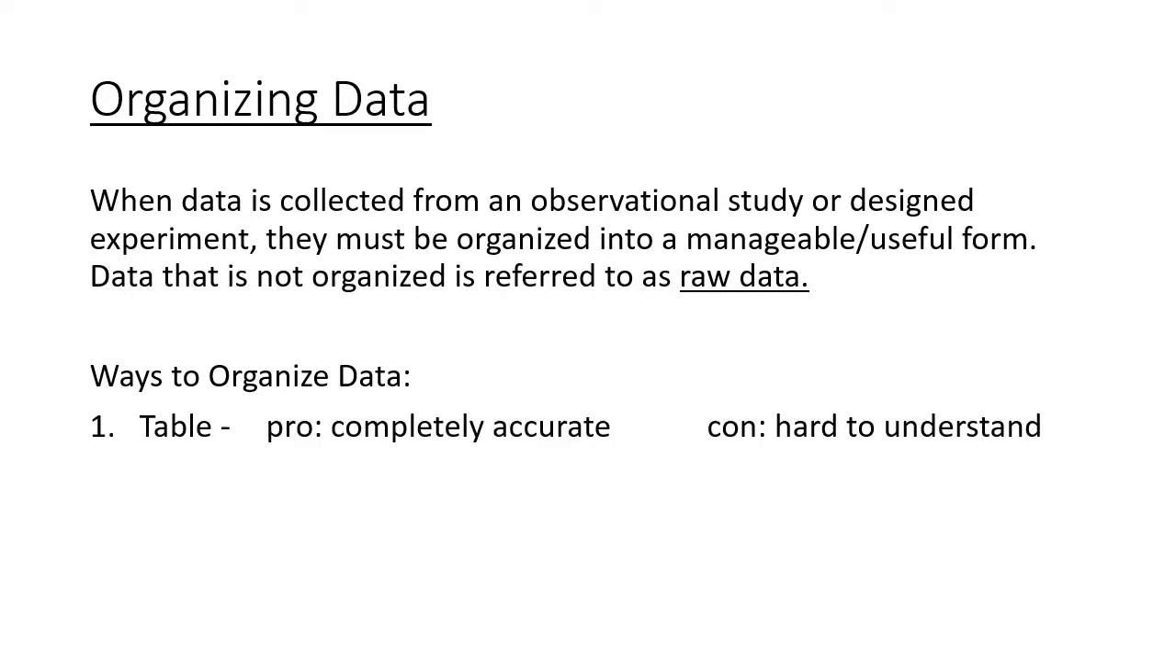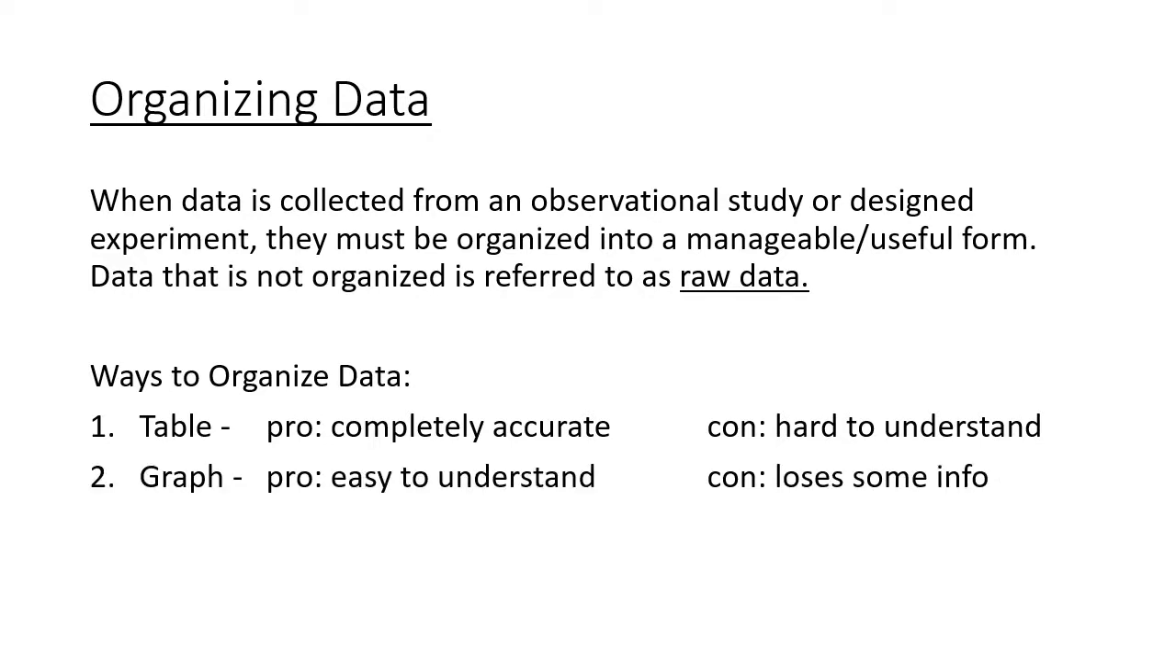The first is a table. Tables are nice because they're completely accurate. They give us all of the information and it's right there. Unfortunately, giant tables of data and numbers typically aren't that useful to us because they are very hard to understand.